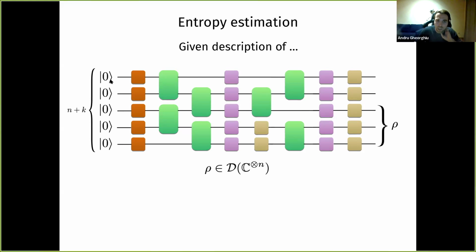And I should say that the general width of the circuit is some polynomial in n. So we fix n to be the size of this output state that we care about, and then the general width and size of the circuit can be polynomial in n. So we're imagining a family of such circuits where n goes to infinity.